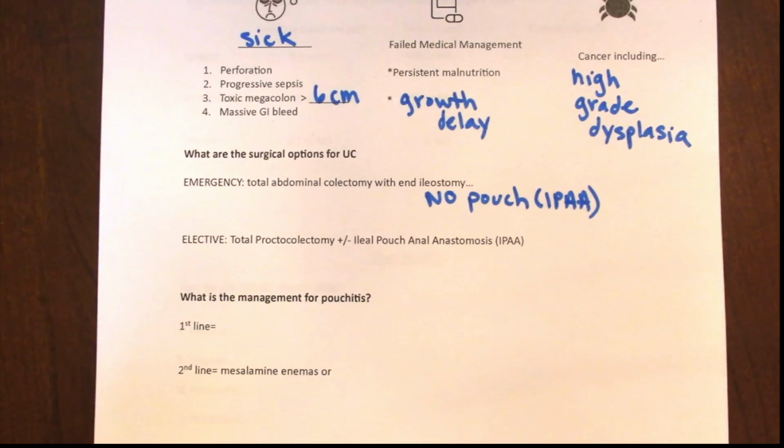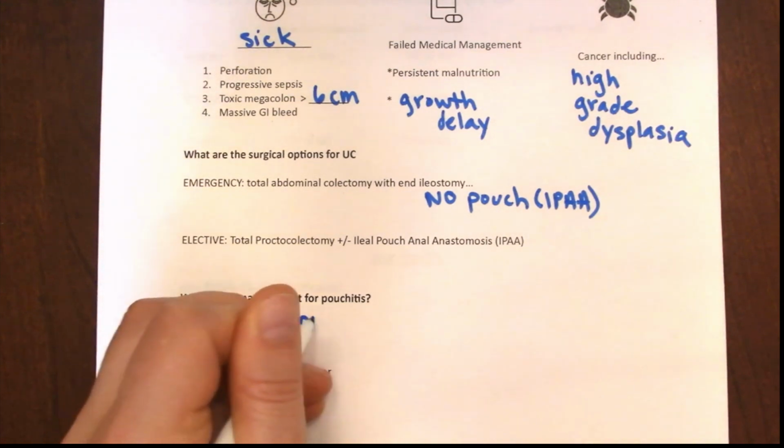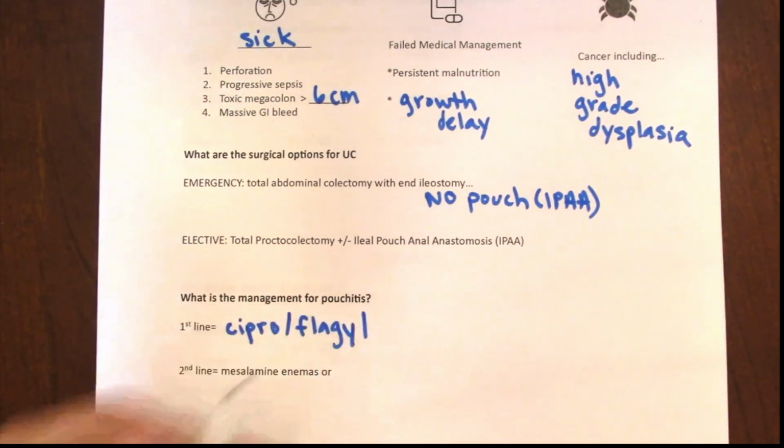What is the management for pouchitis? So for first line, this would be antibiotics, which is usually Cipro and Flagyl. The second line would be steroids or mesalamine enemas.